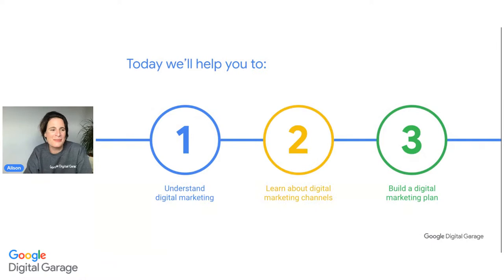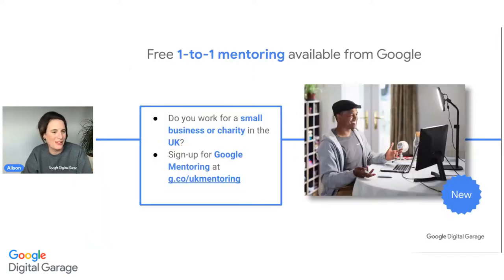Let's get started with digital marketing strategy. So today we've got a lot to cover. We're going to look first of all at understanding digital marketing. What does the digital and online world mean for business? Then we're going to look at some of the main channels that are available to you. And then we're going to finish off by looking at how to build a plan for your digital activity and how to measure effectively. It's always important to measure any marketing activity so you can understand what's working and what's not.